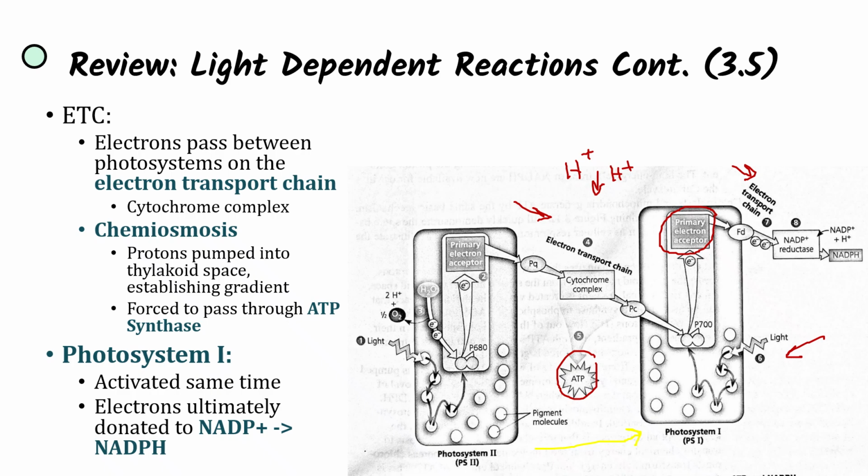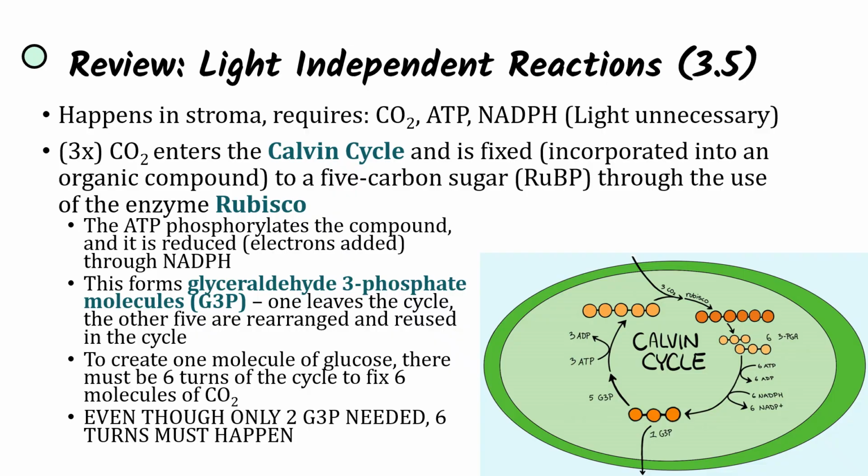Now, this last electron that's been sent down this very last electron transport chain from PS1 is going to enter the electron carrier NADP+, leading to the creation of the full carrier NADPH, which is then going to be used in the light-independent reactions along with the ATP formed through the chemiosmosis. So now we must discuss the light-independent reactions.